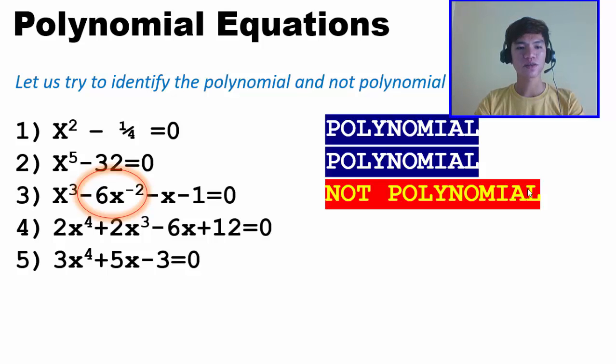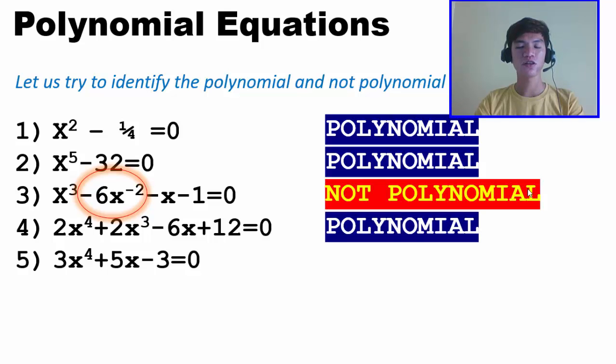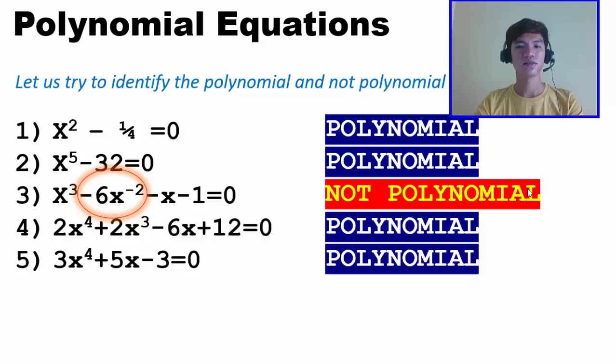2x raised to 4 plus 2x cubed minus 6x plus 12 equals 0. It is a polynomial. Then the last one, we have 3x raised to 4 plus 5x minus 3 equals to 0 is polynomial.